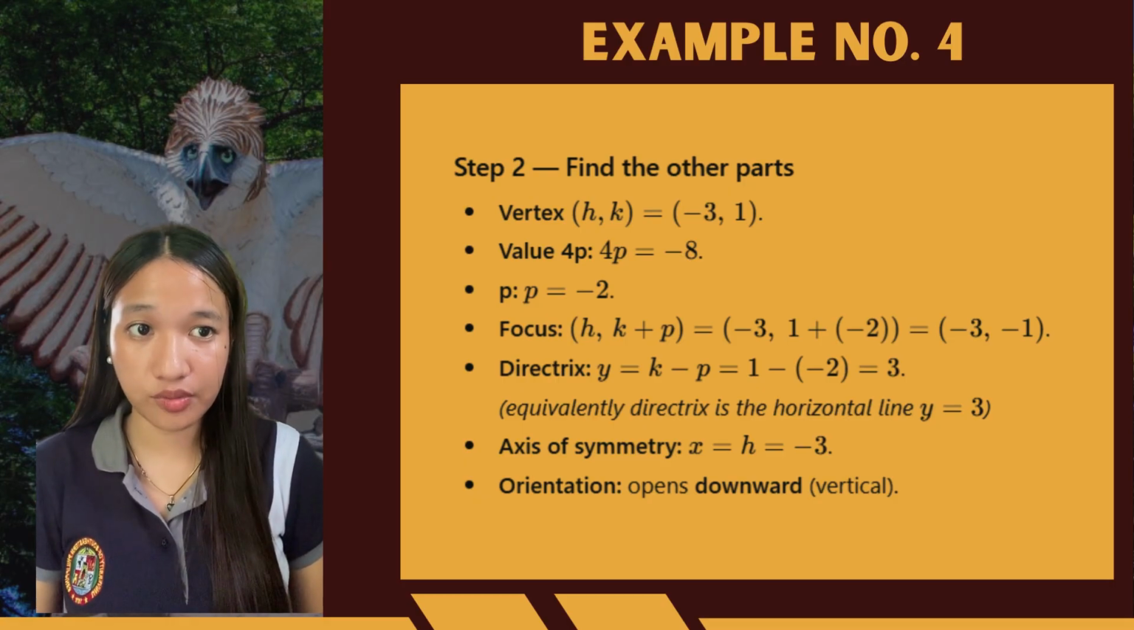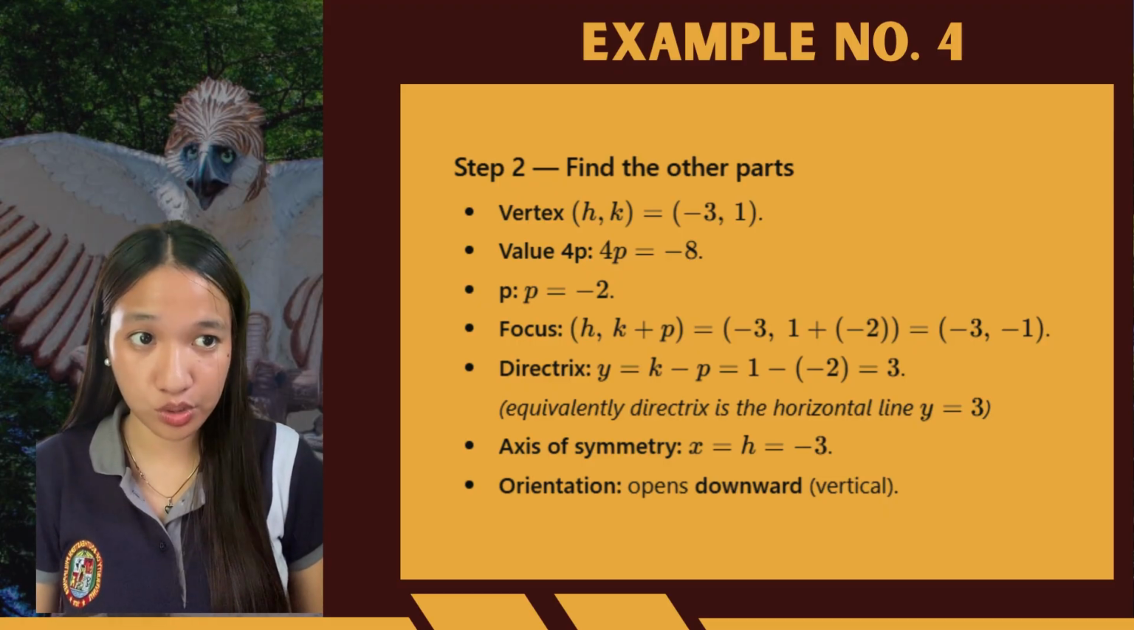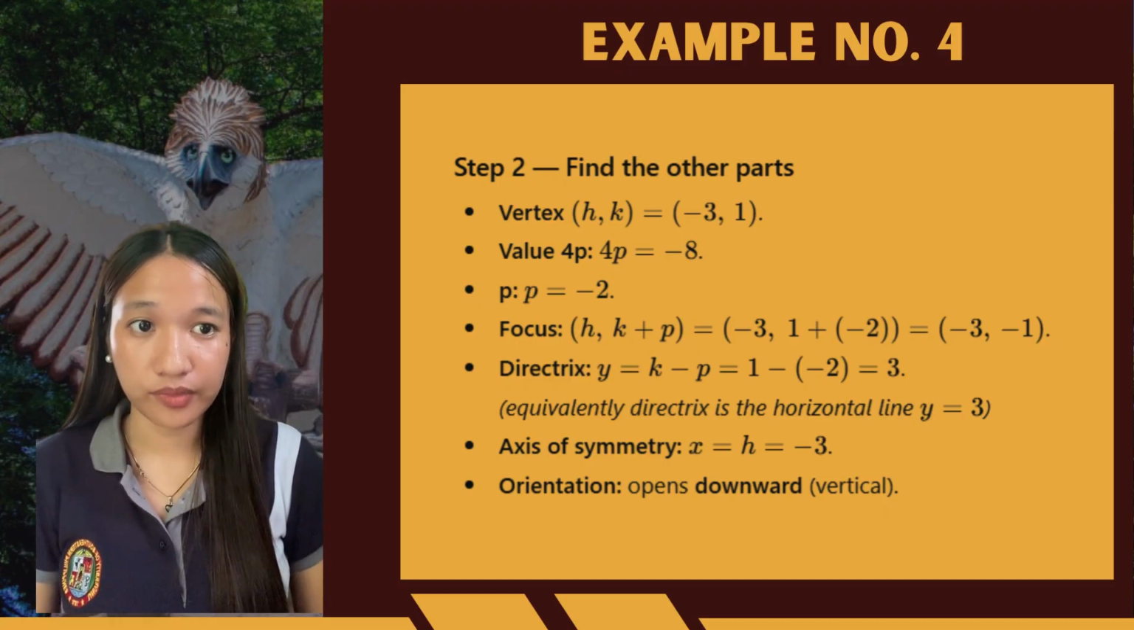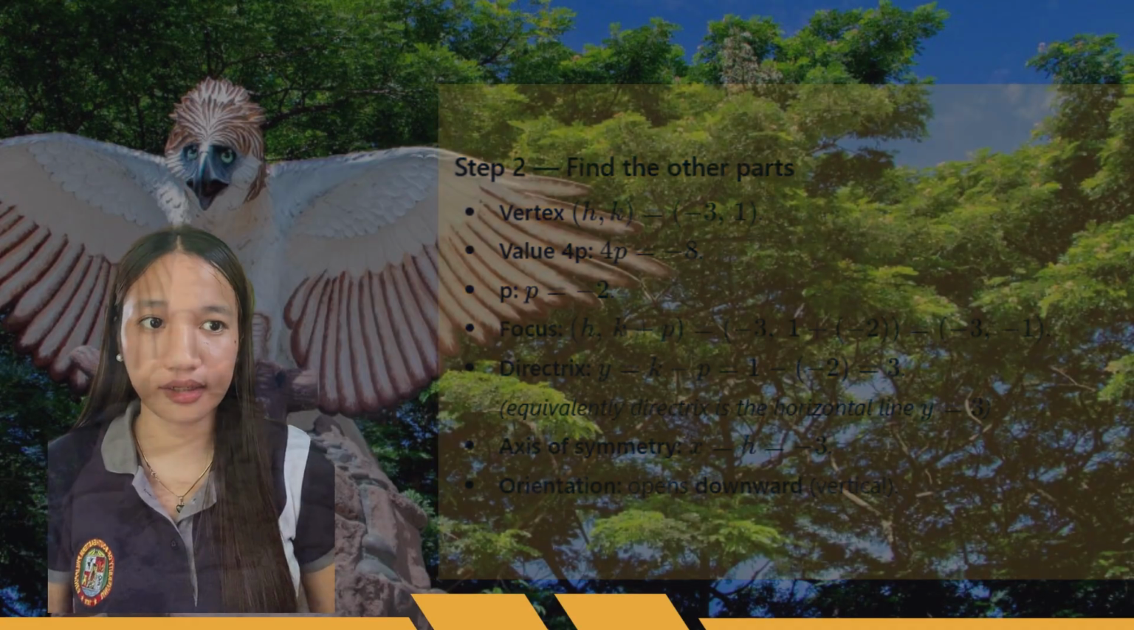For the directrix, we have y = k - p. Our k is 1 and our p is -2, so we have 3. And for our axis of symmetry, x is equal to h, so our h is -3. For the orientation, up and downward, it is vertical.